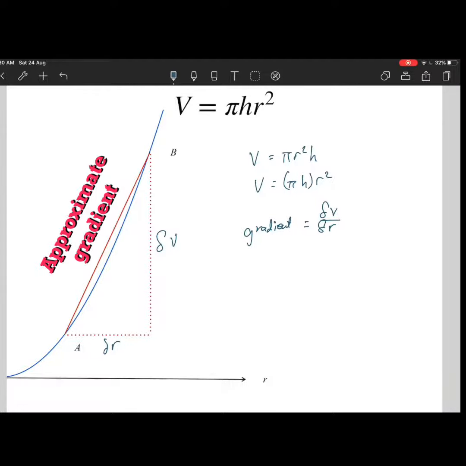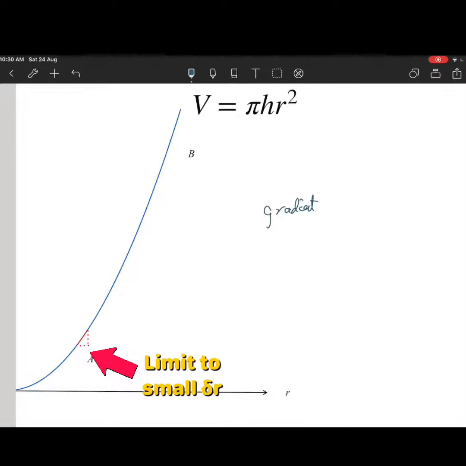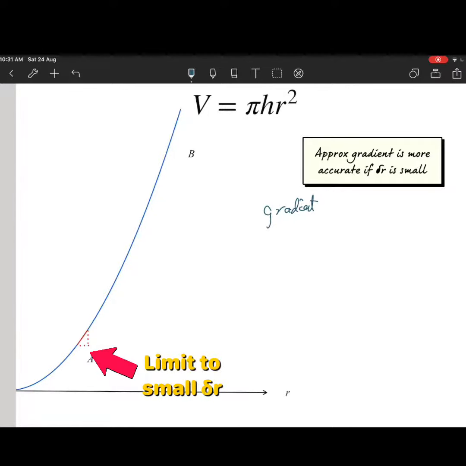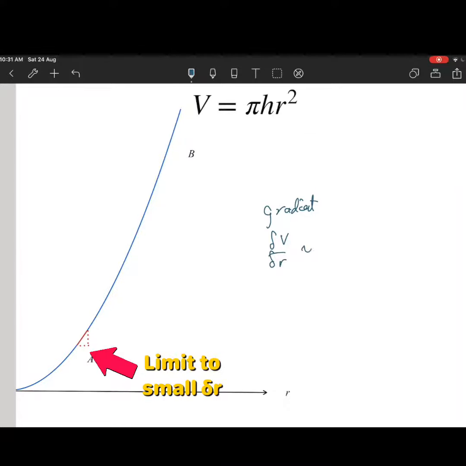Although this value is not an exact value of the gradient at point A, we can see that if we limit the change ΔR to a smaller value, the gradient obtained would be a relatively more accurate reflection of the actual gradient at A. So we have this relationship: ΔV over ΔR is approximately equal to the gradient at point A, provided the change in R is small.